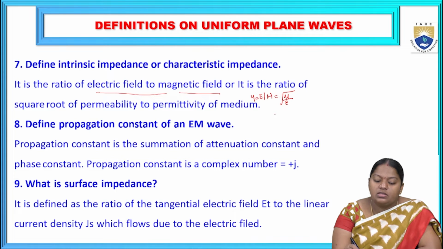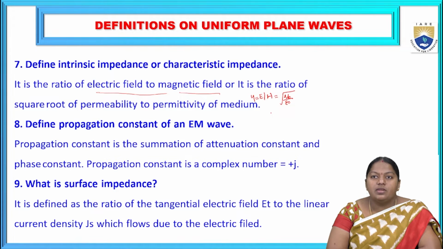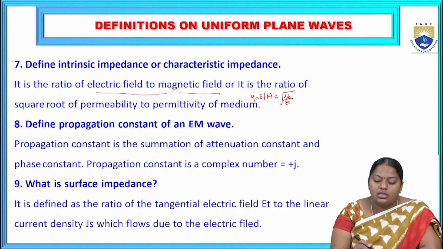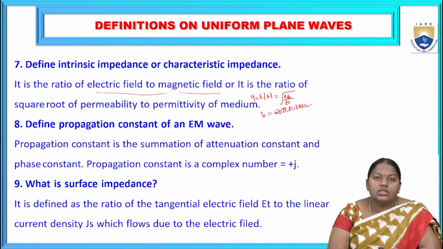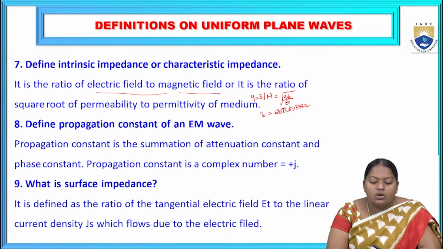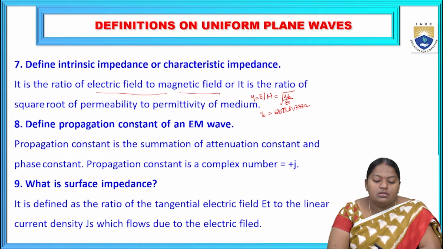Suppose we consider the medium to be free space, we represent it with mu naught and epsilon naught. We substitute mu naught as 4 pi into 10 power minus 7 and epsilon naught as 8.854 into 10 power minus 12. Then eta naught becomes 120 pi or 377 ohms.